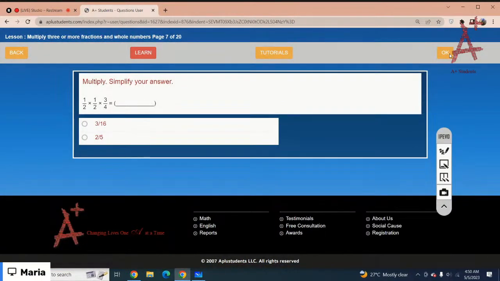Okay, the next one is 1 times 3 divided by 4 times 2 times 2. Let's just multiply all the numerators. It would be 1 times 3, that would be 3. Then multiply all the denominators. It would be 4 times 2 is 8, and 8 times 2 is 16. So it would be 3 over 16. The correct option is 3 over 16.